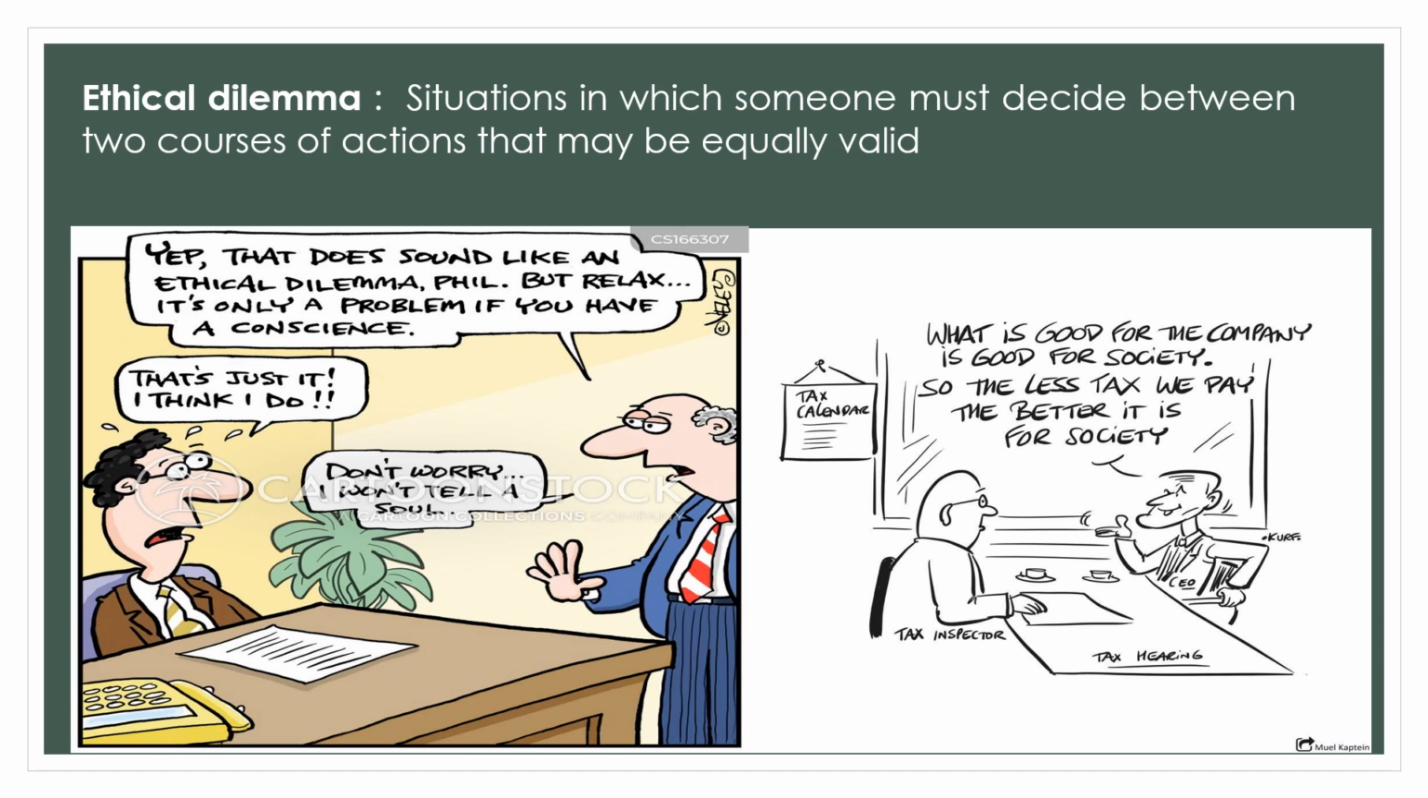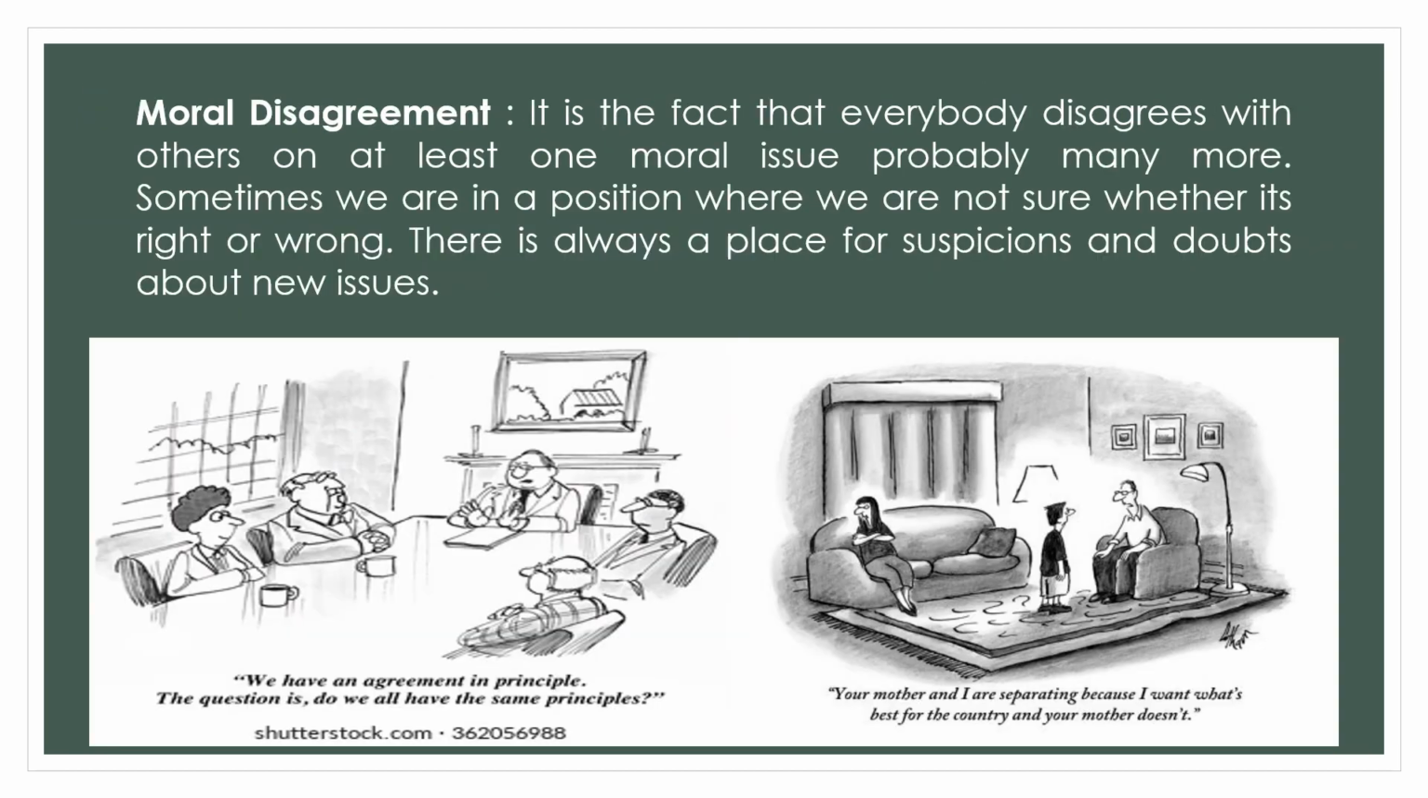Then comes this: what is good for the company is good for society. So the less tax we pay, the better it is for society. This is what the CEO is telling the tax inspector. It's good for the company to pay less tax, and the less tax we pay, the better for society. This way he is altering what ethically has to be done. So this is an ethical dilemma.